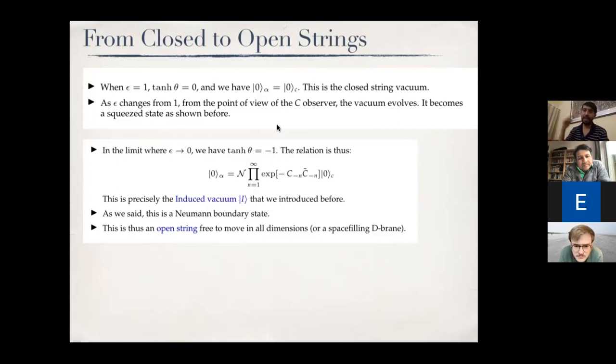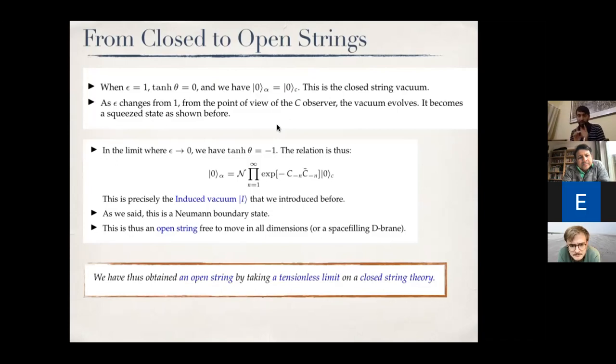What has happened? If I take you back to the BMS induced representations, this is precisely the induced vacuum that I introduced to you earlier. So this is an open string. This is a Neumann boundary state. It can thus be interpreted as an open string or a space-filling D-brane. What we have done is very simply obtained an open string by taking a tensionless limit on a closed string theory.